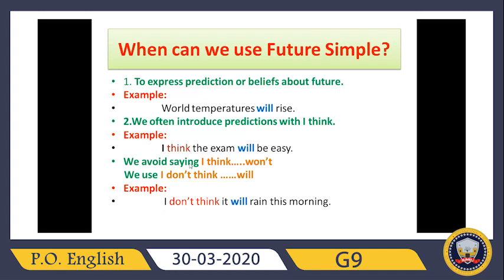The second point: if I want to say that this thing will not happen in the future, will not. So, shall I say I think the exam won't be easy, or I don't think the exam will be easy? No, the second one. I don't think the exam will be easy. Why? Because we have two verbs here. So I must use not with the first verb, not the second. Okay? This is the rule.